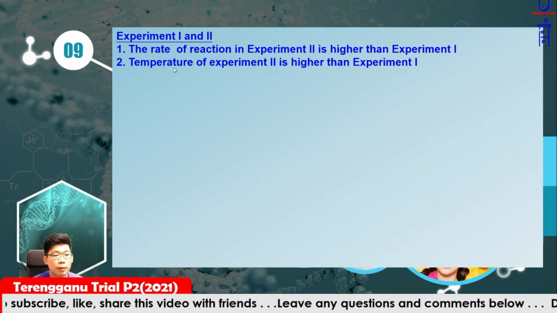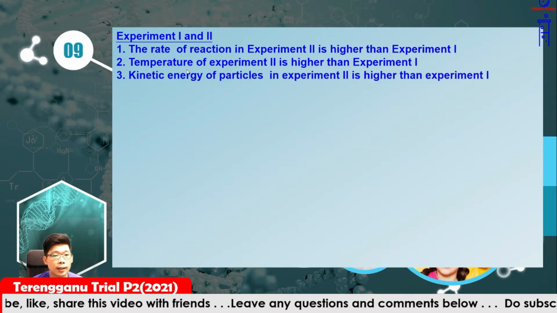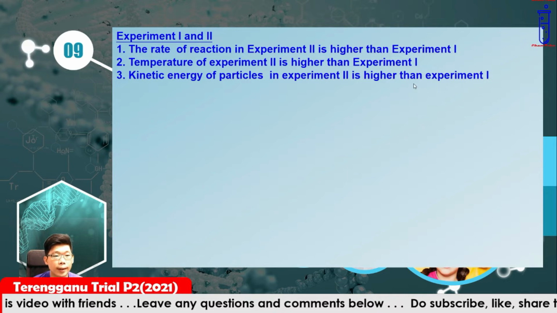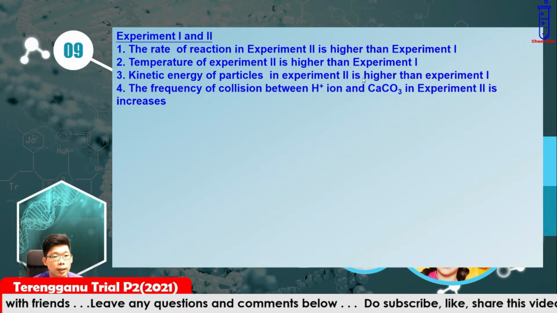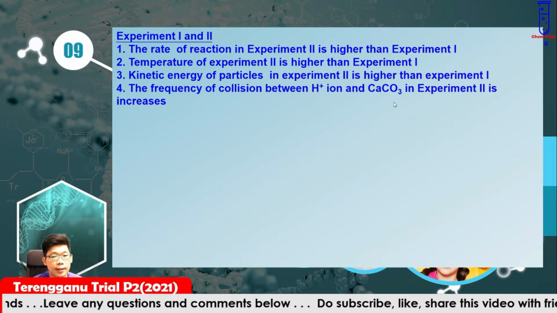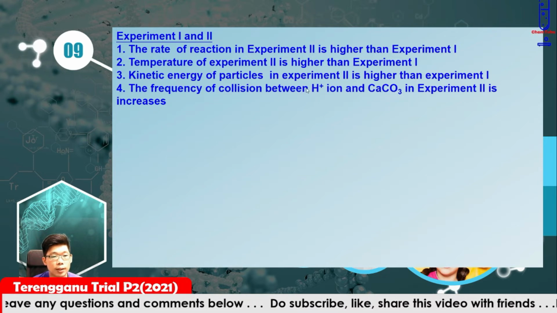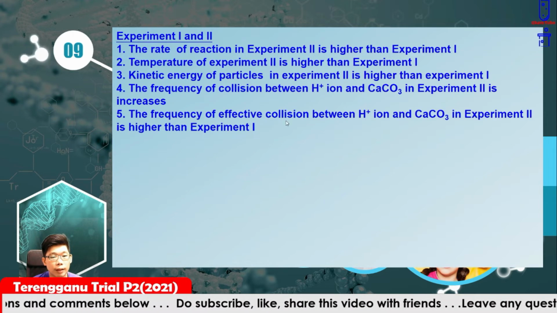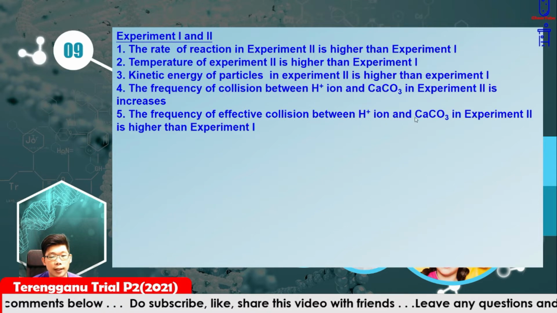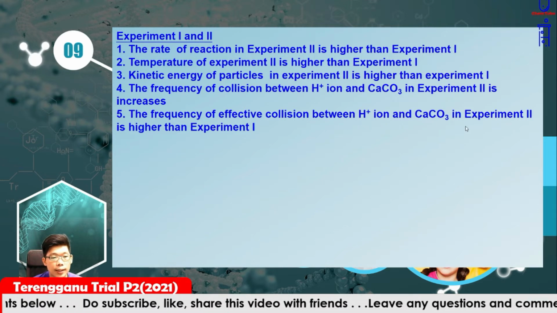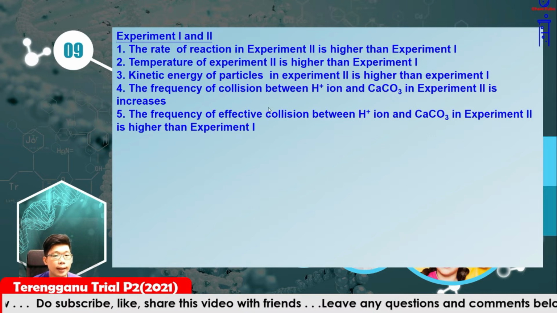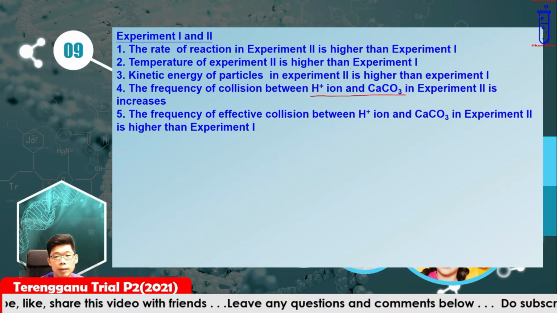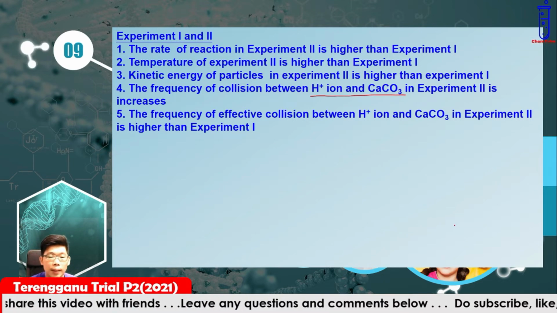So next point we need to explain when the temperature is higher, so the kinetic energy of the particles in experiment 2 is higher than experiment 1. Okay, so the frequency of collisions between the hydrogen ions and the calcium carbonate in experiment 2 is increased or is higher. Okay, then finally the frequency of effective collisions between the hydrogen ions and the calcium carbonate in experiment 2 is higher than experiment 1. Okay, so the particles, you have to mention them correctly. So for calcium carbonate, we don't mention what the particles are.